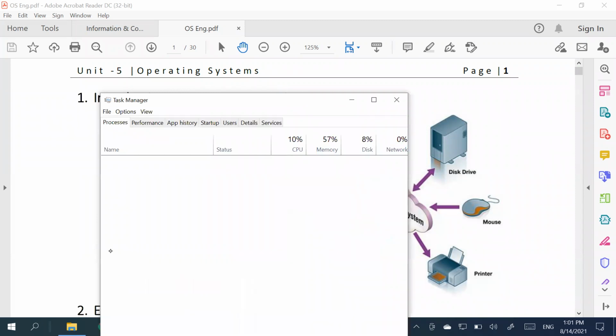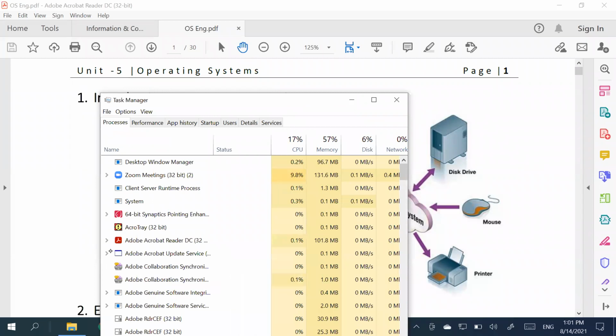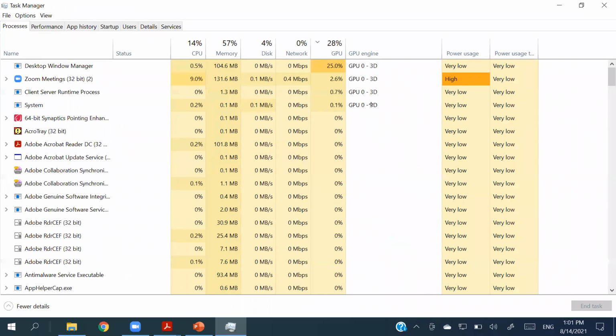But when it goes to more details, you can see both the user-interacting programs as well as the operating system's other processes.